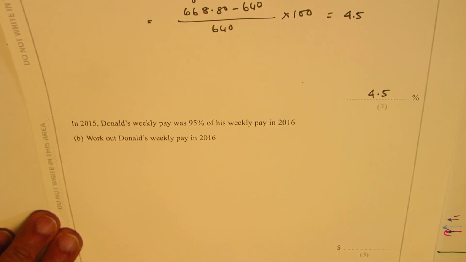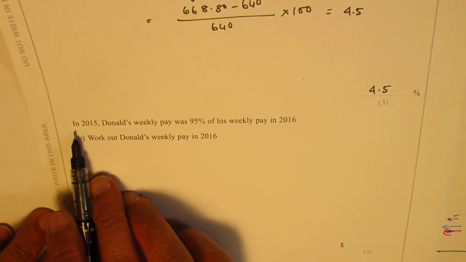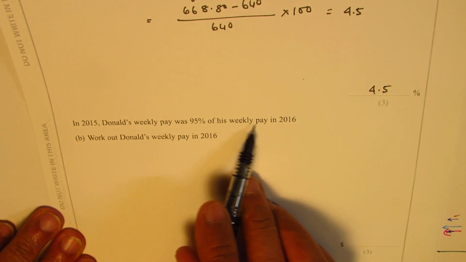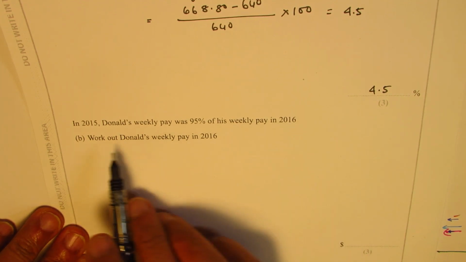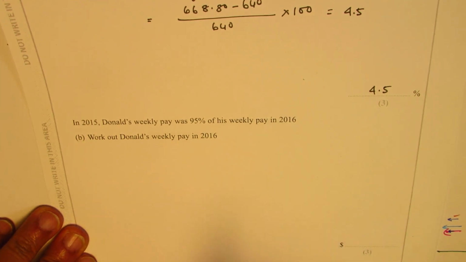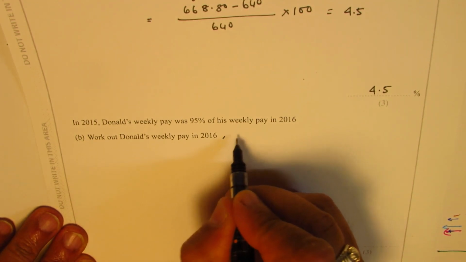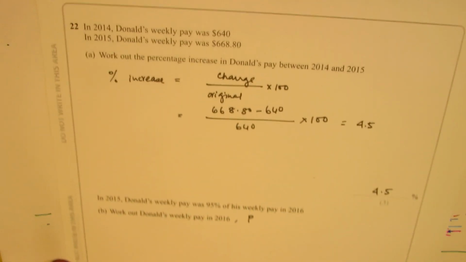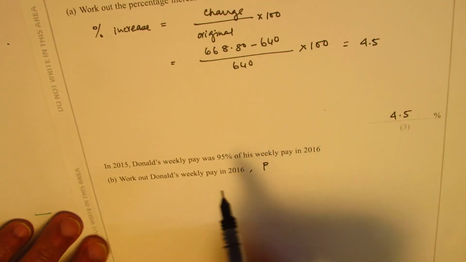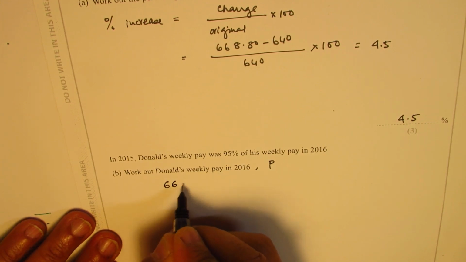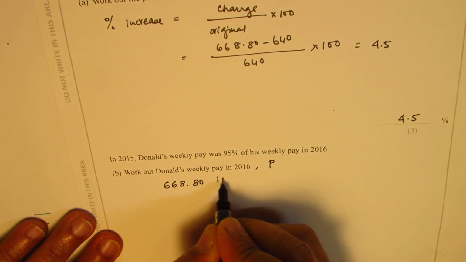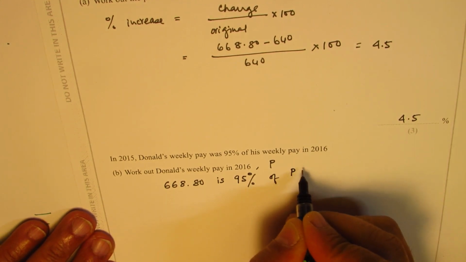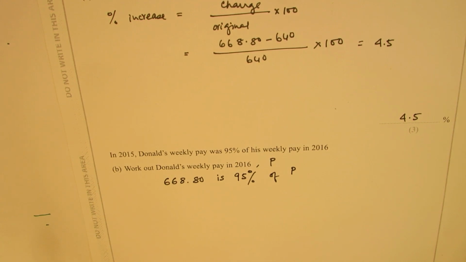Now part B. In 2015, Donald's weekly pay was 95% of his weekly pay in 2016. Work out Donald's weekly pay in 2016. So let in 2016 the pay be P, right? Now it says in 2015 the pay was actually 668.80. So what they are saying is 668.80 is 95% of the pay in 2016. Is that clear to you?